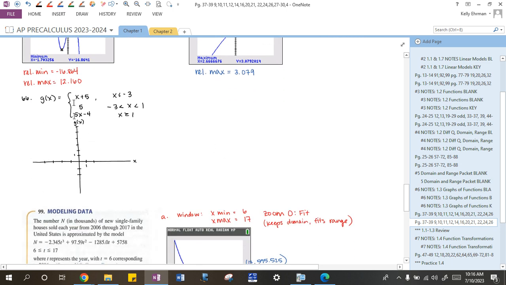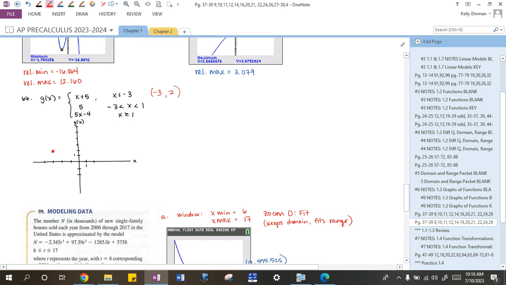66 is to sketch this piecewise graph, so I've written down the g of x. So we need to know our shapes of our graphs here. We have a linear graph, x plus 5. This is only for x values that are less than or equal to negative 3. So I always begin by plugging in that end point there. So plug in negative 3 into x plus 5 and you get 2. So plot that point. This point is included on the segment. So I'm going to plot it negative 3, positive 2 with a closed circle.